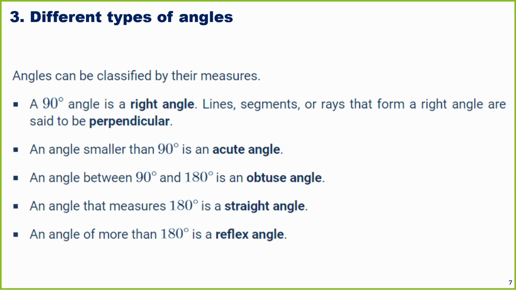A 90 degree angle is a right angle. Lines, segments, or rays that form a right angle are said to be perpendicular. An angle smaller than 90 degrees is called an acute angle. An angle between 90 and 180 degrees is called an obtuse angle. An angle that measures 180 is called a straight angle, and any angle of more than 180 degrees is called a reflex angle. Are you clear with the concept here?